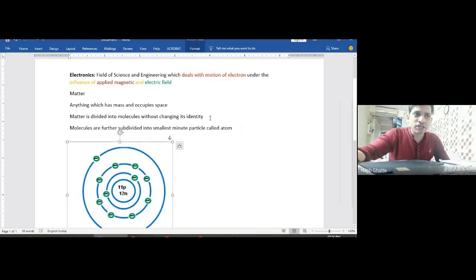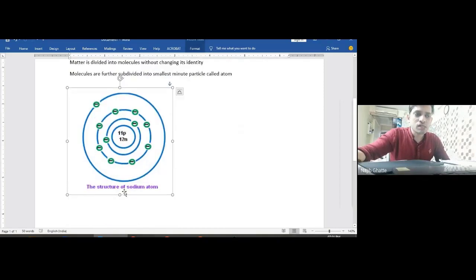Let us consider the structure of a sodium atom. So here I have a nucleus wherein there are 11 protons and 12 neutrons. And in order to make the atom electrically neutral, we require electrons. So how many electrons are there? Obviously, 11 electrons.